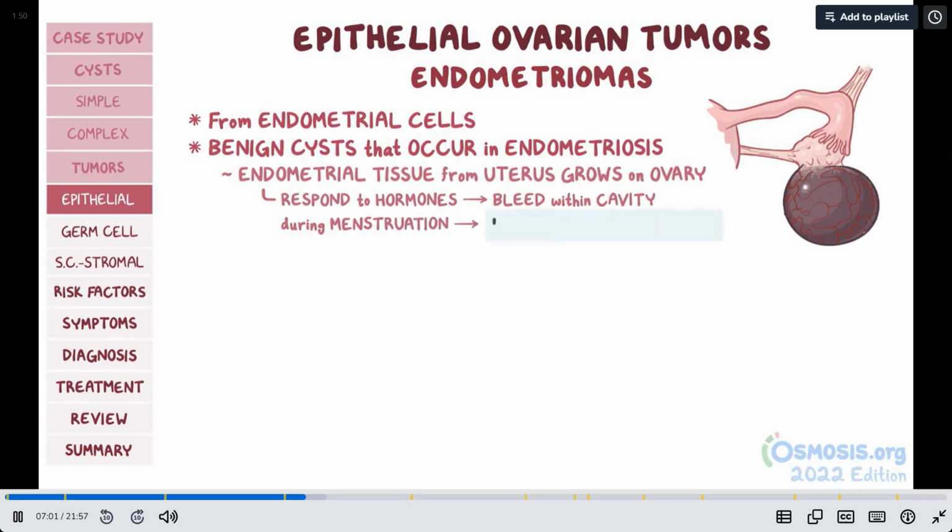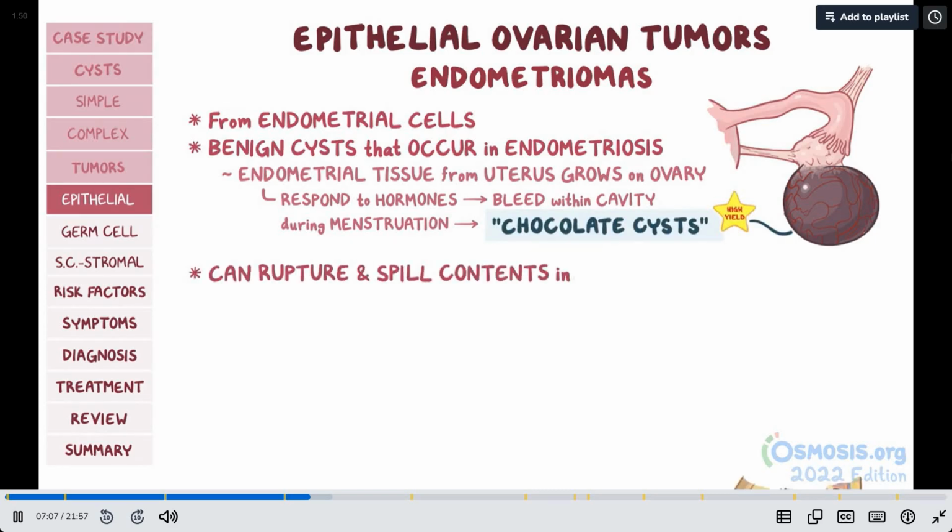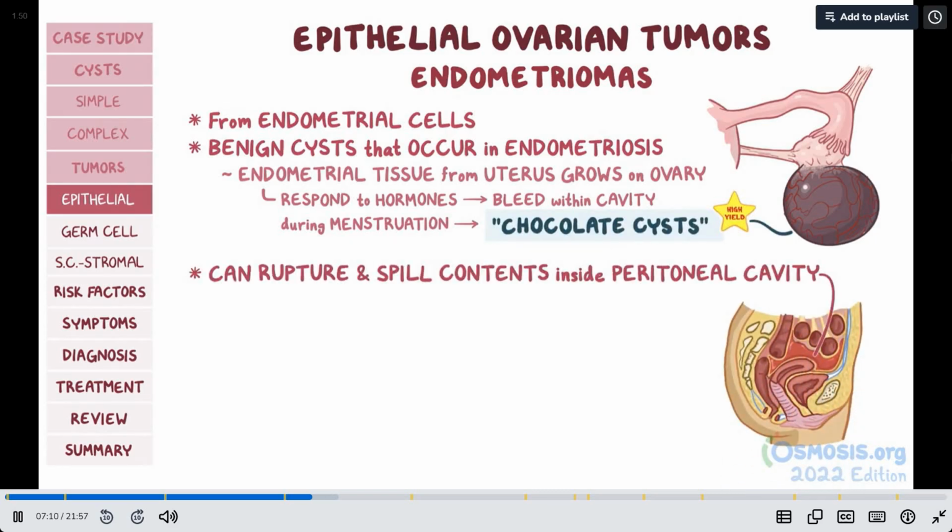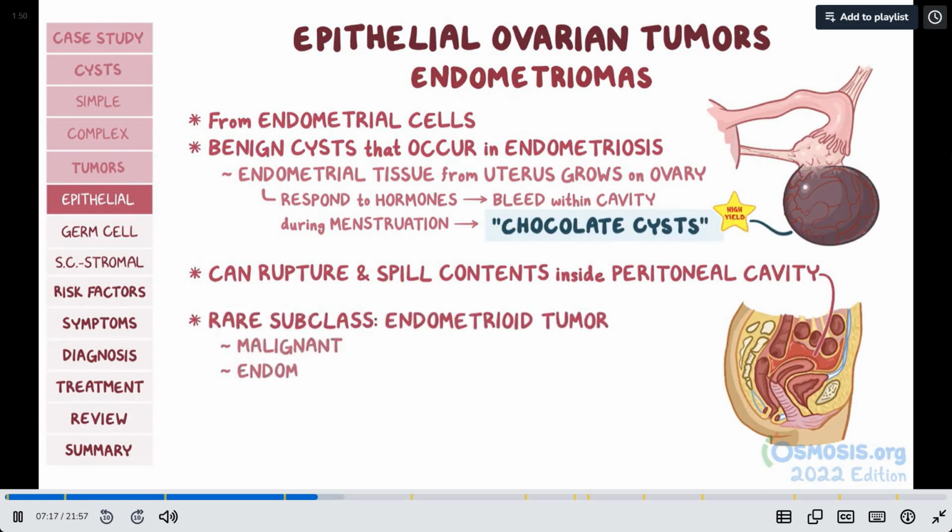Hence, examiners love to call them chocolate cysts. If these cysts get too large, they can rupture and spill their chocolate-like contents into the peritoneal cavity. Another commonly tested fact is that there's a very rare subclass of endometriomas, the endometrioid tumor, which is malignant and composed of endometrial-like glands.